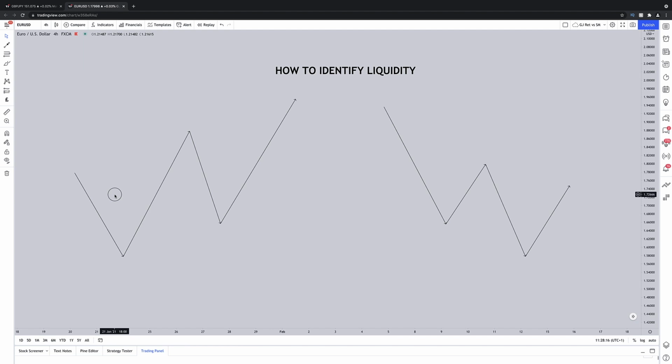There's obviously going to be major liquidity, and there's going to be some minor liquidity too. Major liquidity just basically means it's the liquidity on the higher time frames. And internal liquidity just means liquidity on the lower time frames.